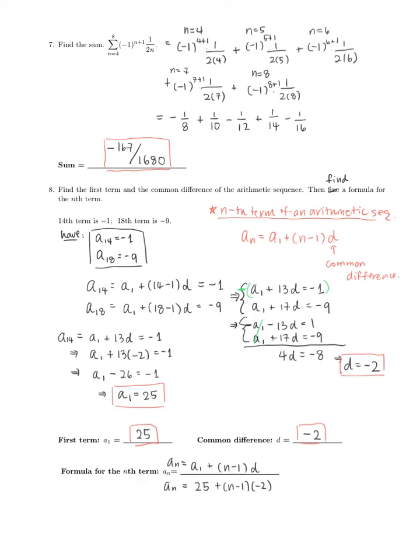Okay, so simplified a little bit. And what do we get here? Minus 2n and then plus 2. Alright, so it looks like our A sub n is 27 minus 2n. And that's going to be the answer.